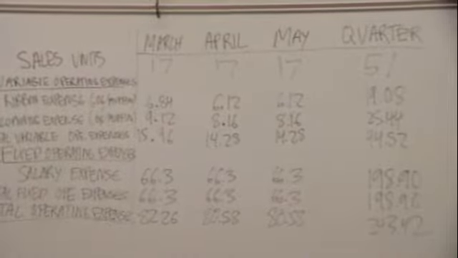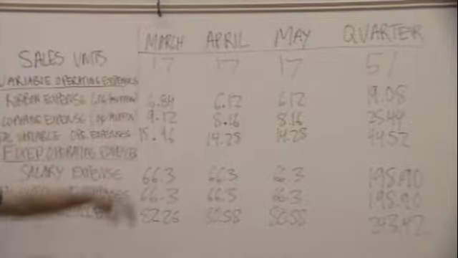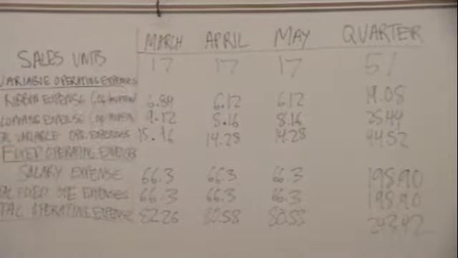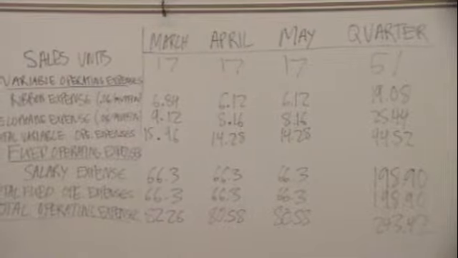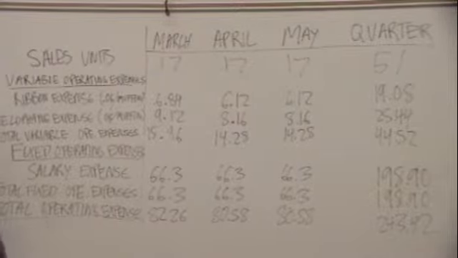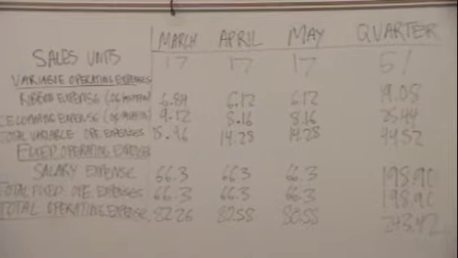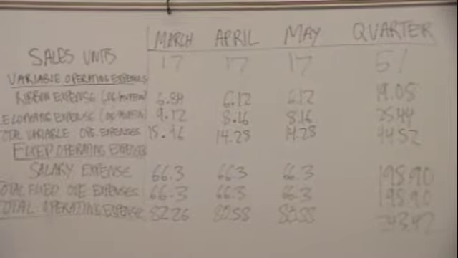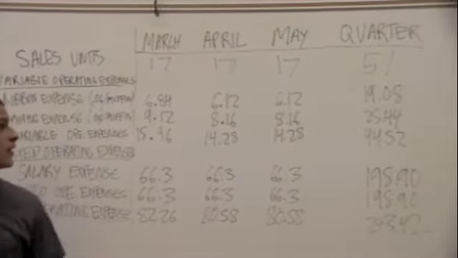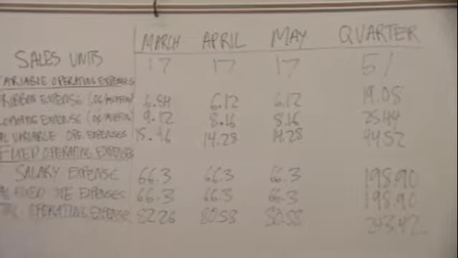And then our total operating expenses are all these combined. So when you take all of them from March, starting with the 6.84 from the ribbon expense, the total variable expense plus the total fixed expense is going to lead us to a total operating expense of 82.26 for March, and then 80.58 and 80.58 for May.